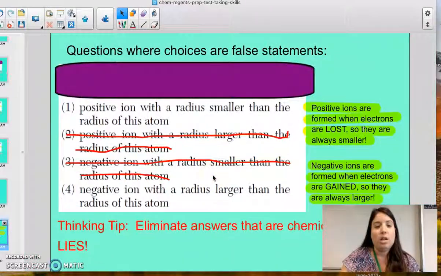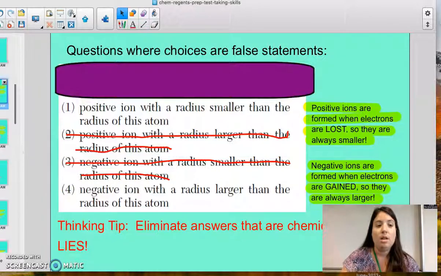Again, we know that positive ions are formed when electrons are lost, so they're always smaller. Negative ions are formed when electrons are gained, so they're always larger. So choice number 2 we can eliminate because that violates this statement. Same thing for number 3. That doesn't match the chemistry that we know. So the only two viable choices here are 1 and 4. So without even reading the question this time, we know that there's only two possible answers.